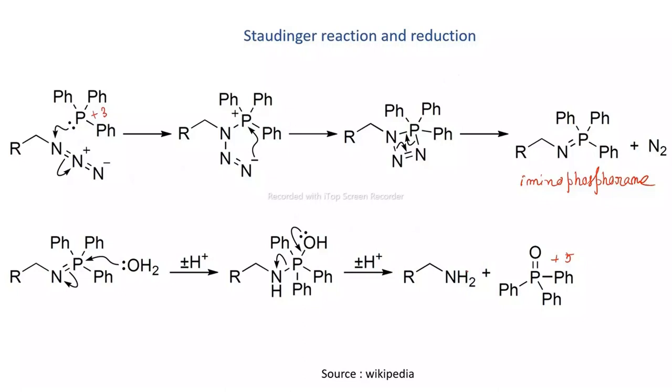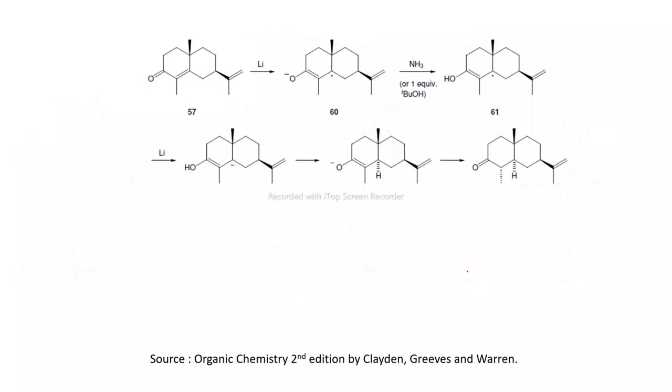Just remember. Another thing is that if we want to reduce the alpha beta unsaturated ketone, keeping the ketone intact and reducing only the double bond, then a metal will be good. We can use lithium, sodium, that type of metal. What happens is that lithium gives one electron and forms Li plus, and that electron will attack this center.